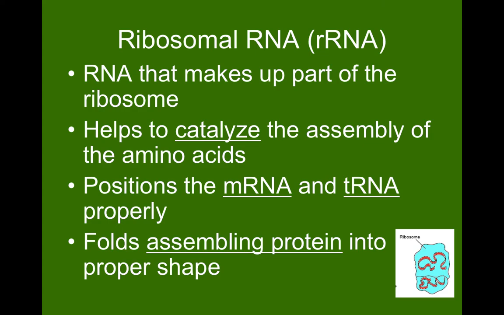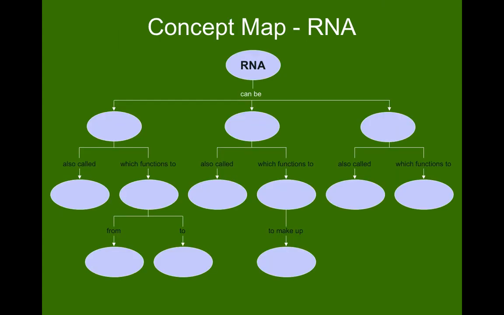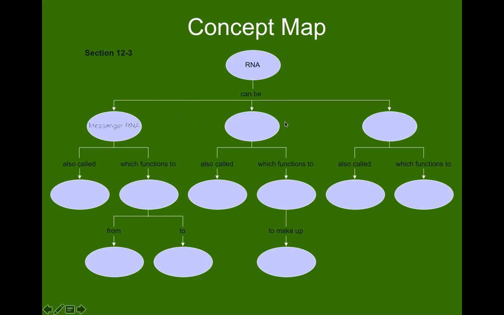So at this point, let's summarize here. It is important that you understand the roles of these different types of RNA. So we're going to take a look here at the concept map. All right, so we have RNA, and we have three different types of RNA. We have our messenger RNA, we have our ribosomal RNA, and we have our transfer RNA. Remember, messenger RNA is often also called mRNA, and its job is to carry the instructions from the DNA to the ribosome.